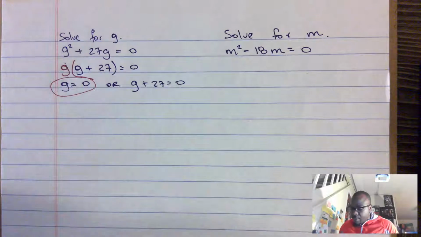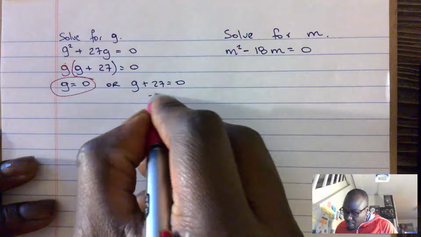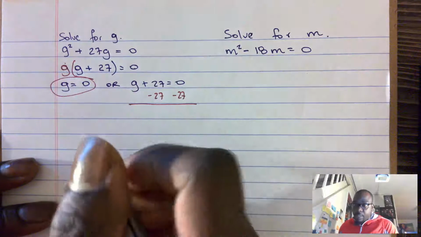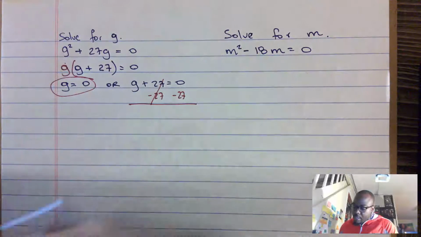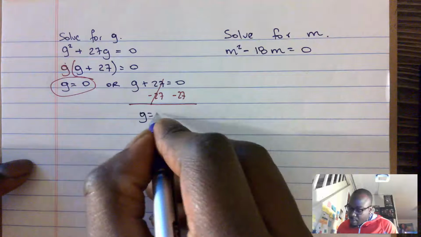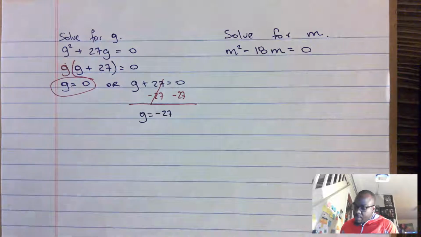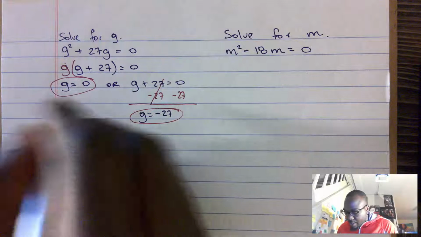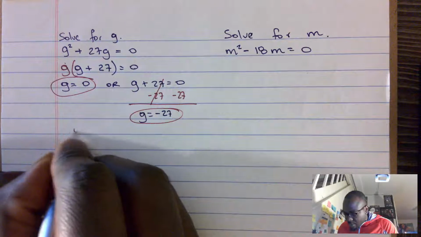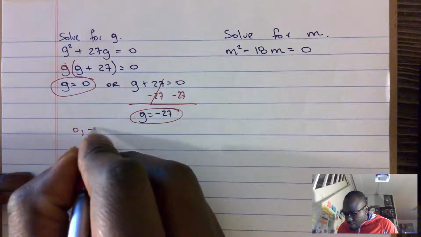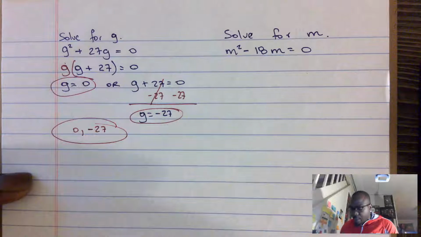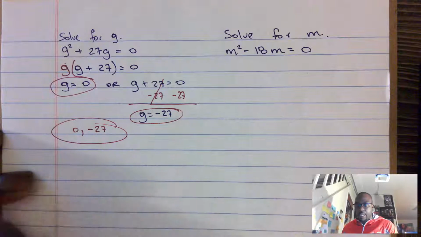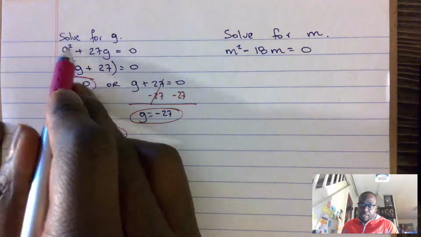Now, in order for me to solve for g here, I'm going to subtract 27 on both sides. If I subtract 27 on both sides, these cancel. So I now have g equals negative 27. So this is my second answer. Again, like I said, on IXL, you're just going to enter your answers as 0, comma, negative 27. All right? So that's how you're going to enter it in IXL. You have two answers because it's a square.